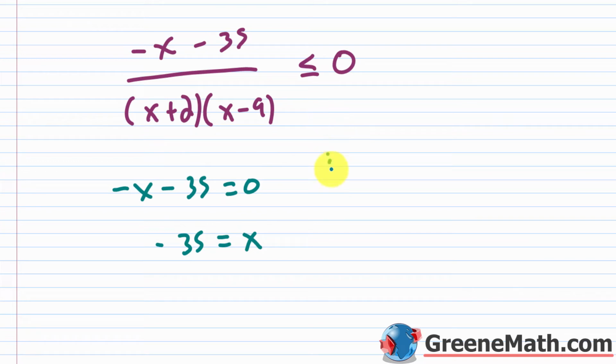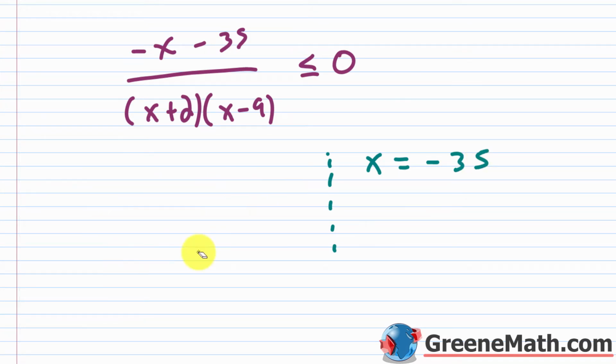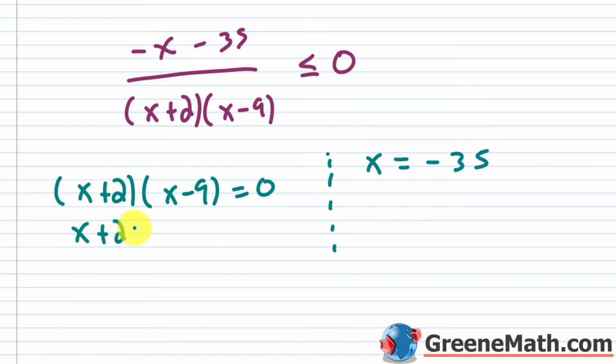Or you could just flip that around and say that x is equal to -35, like this. Then we want to set the denominator equal to 0. So we have x plus 2, then times x minus 9, equal to 0. So x plus 2 equals 0, and here x would be -2. And then the other one, x minus 9 is equal to 0, so there x would be 9.